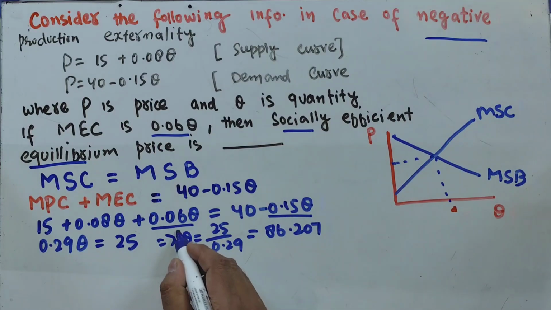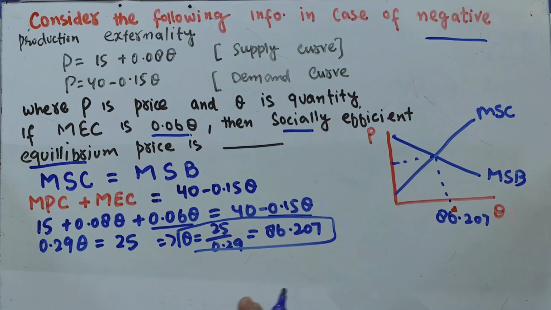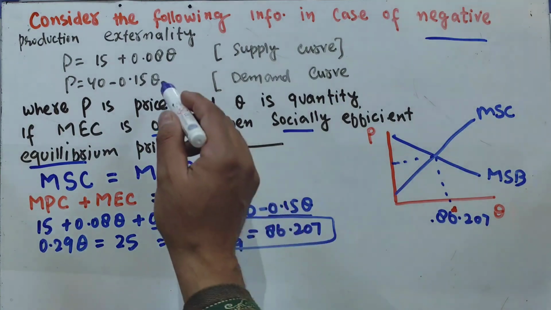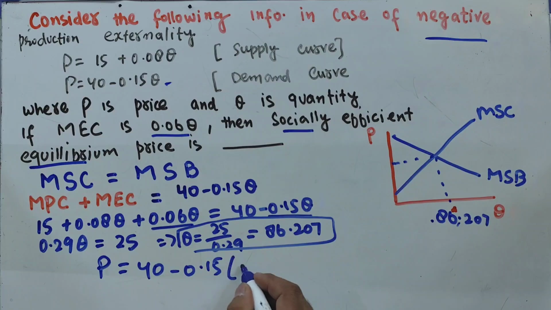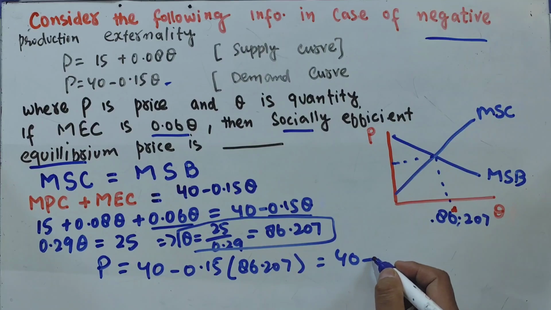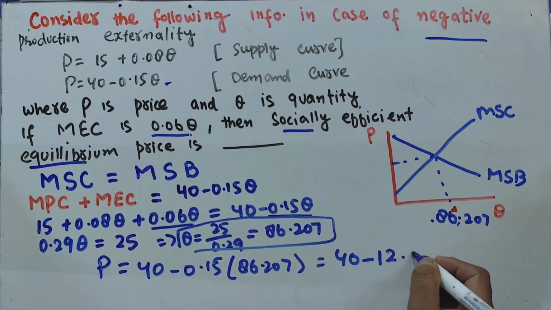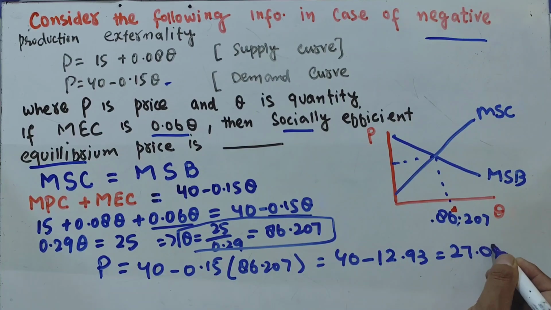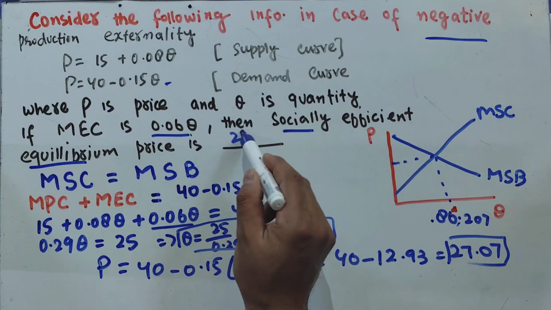Okay, so this is our socially efficient output, that is 86.207. Now to find out the socially efficient equilibrium price, plug this equilibrium quantity into the demand function. That means P will be equal to 40 minus 0.15 times the socially efficient output, which is 86.207, which is 40 minus 0.15 of 86.207. I have calculated it somewhere 12.93, and we will get 27.07 as the socially efficient equilibrium price, that is 27.07.